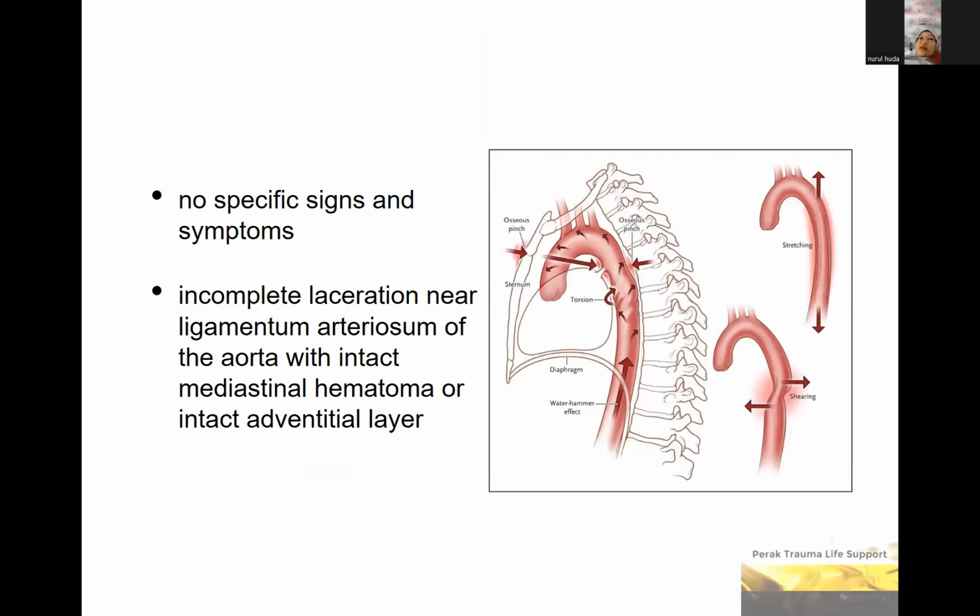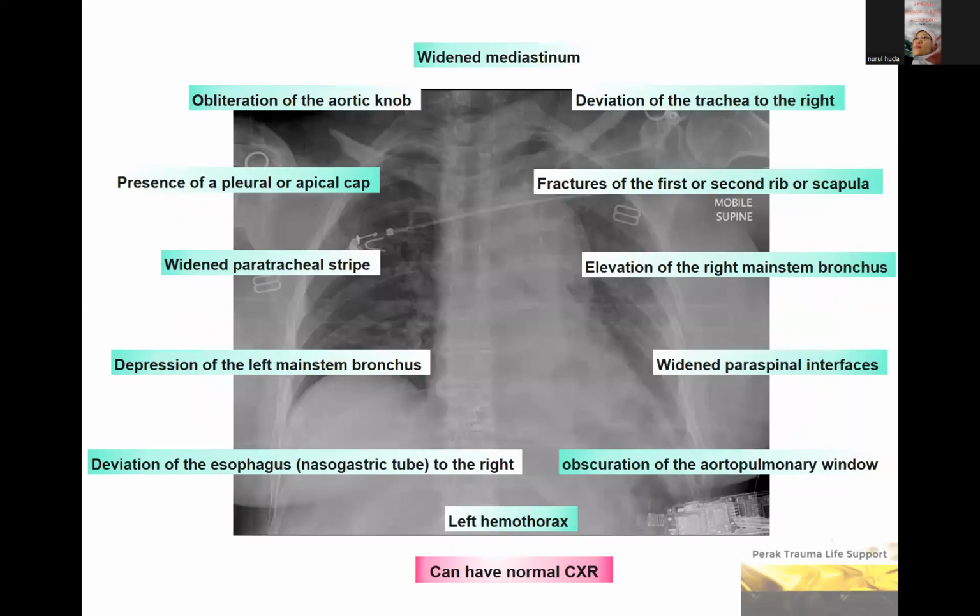With traumatic aortic disruption, the patient sometimes may not have any specific signs and symptoms, because some of them will only have an incomplete laceration near the ligamentum arteriosum of the aorta with an intact adventitial layer or contained mediastinal hematoma. So it is quite difficult to diagnose. You must have a high index of suspicion to detect it.